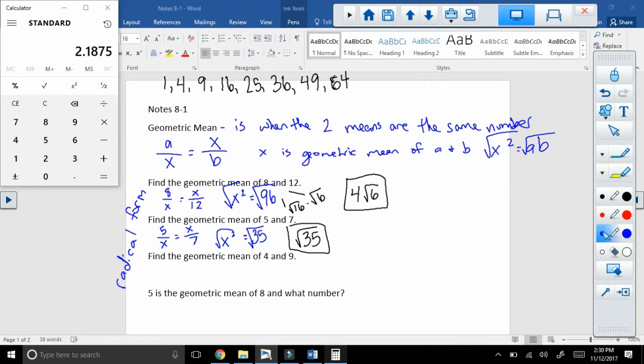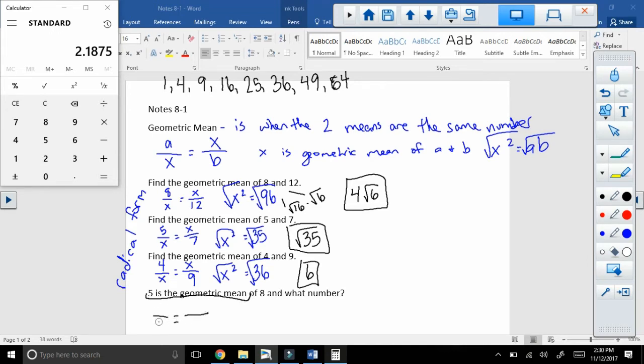And for this next one, finding the geometric mean here, same thing. Put x in place of both of those means and put 4 and 9. So x squared equals 36. And in this case, you'll like this one because the square root of 36 is simply 6. And you can just write that down and you're good to go with that one. For this next one, the directions change a little bit. It says now 5 is the geometric mean of 8 and what number?